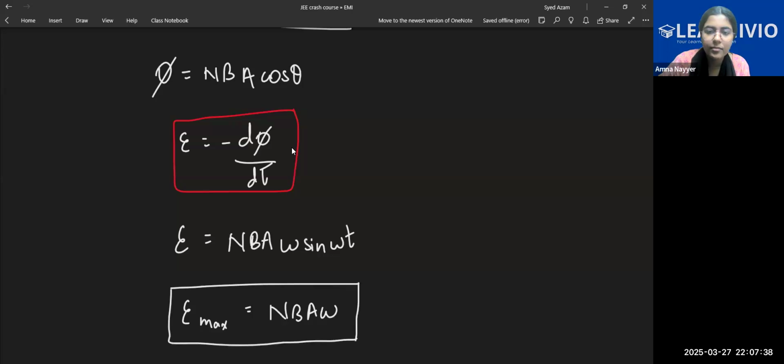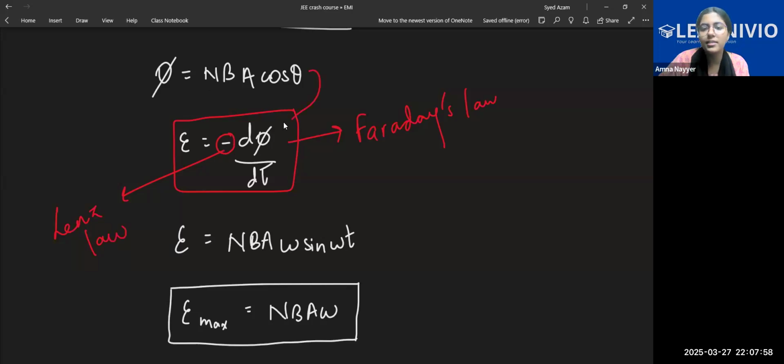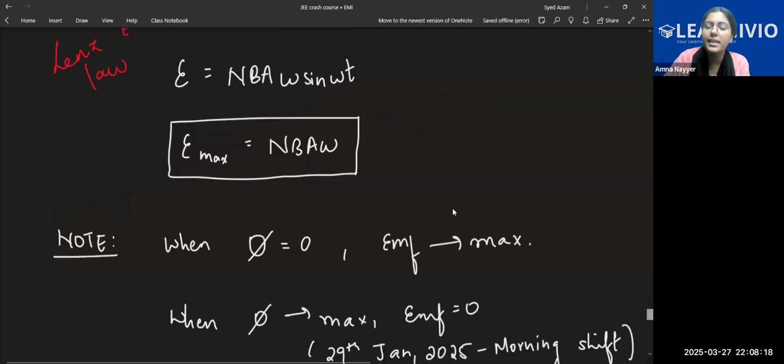Lenz's law. Lenz's law is just this negative sign. This is Faraday's law. This negative sign, that why it is opposing, is given by Lenz's law. So when you put the value of flux into this formula, E will be NBA omega sin omega t. Omega means the velocity with which the coil is rotating about a fixed axis. Angle is what is made between the area vector and the magnetic field. So what will be the maximum value?